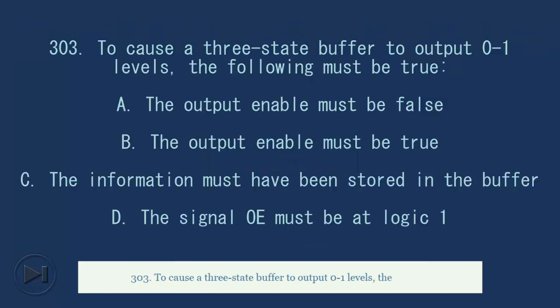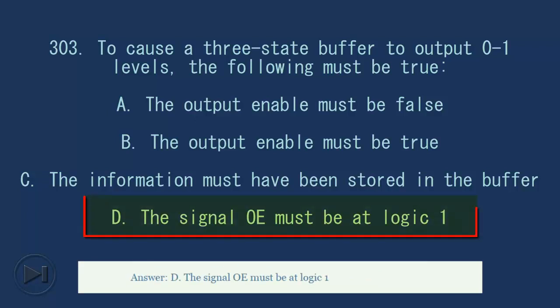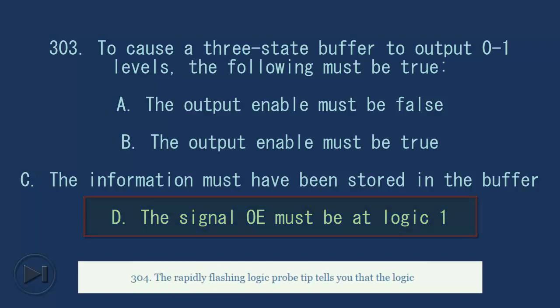303. To cause a 3-state buffer to output 0 to 1 levels, the following must be true. A. The output enable must be false. B. The output enable must be true. C. The information must have been stored in the buffer. D. The signal OE must be at logic 1. Answer, D. The signal OE must be at logic 1.